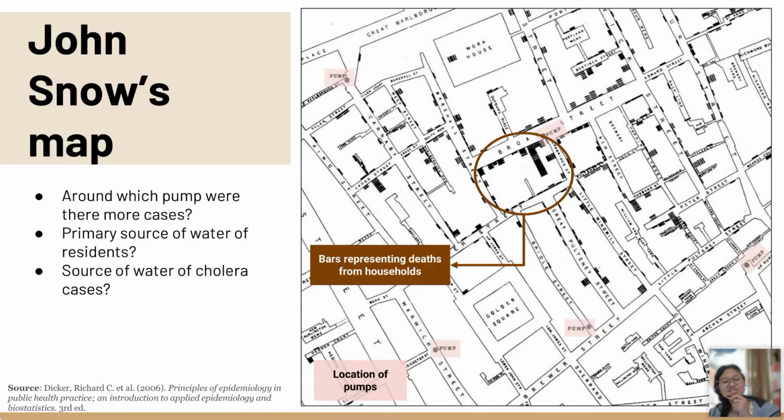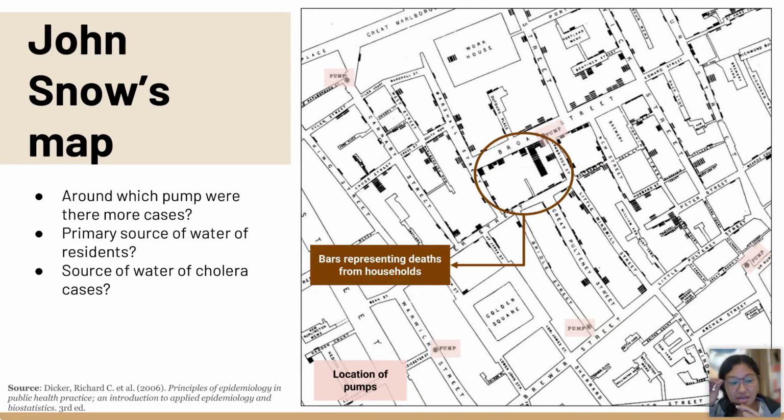First, I have here John Snow's map. John Snow is widely considered the father of modern epidemiology, and this map is one of the things he is famous for. He used this map to investigate the source of a cholera outbreak in London, which ultimately helped them understand the transmission of the disease.